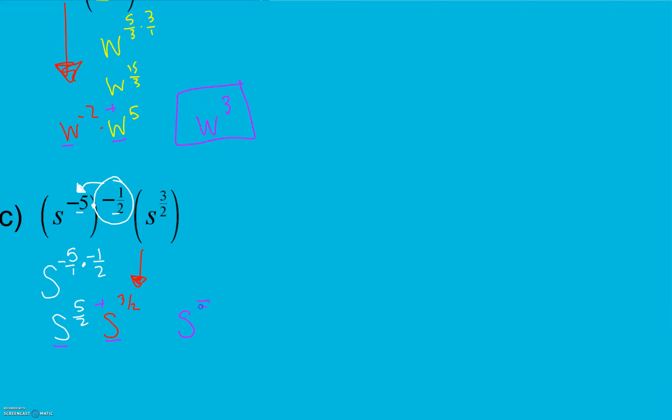Here I have a common denominator of 2, so I add my numerators. 5 plus 3 gives me 8. 8 divided by 2 is 4. So s to the 4th power.